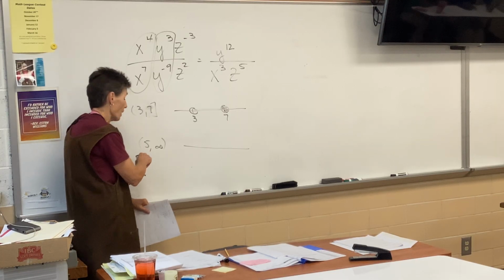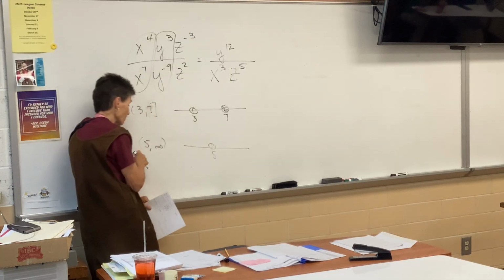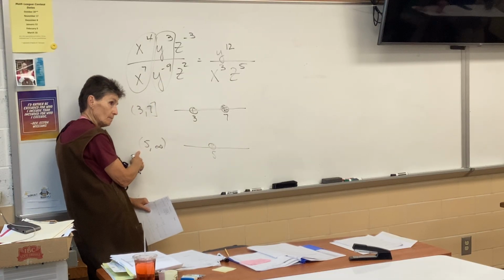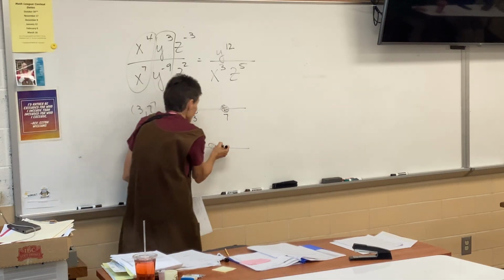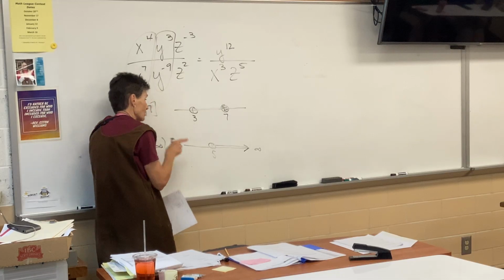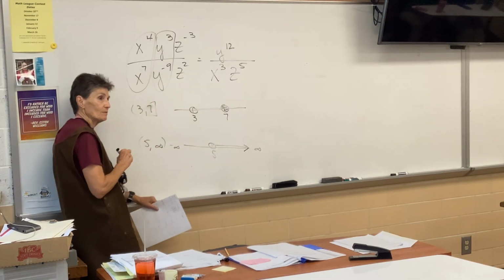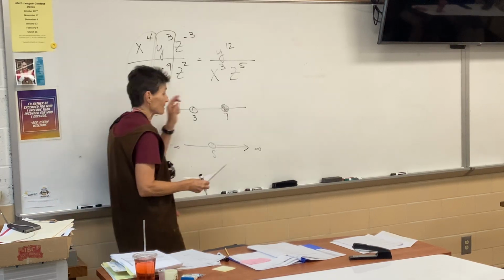Now, what about this one? There's only one number, 5. It has a parenthesis, so it's open. And then you put an arrow pointing everything above. Positive infinity is this way. This is positive, this is negative. So we wanna go that way, positive infinity. You okay with that, folks? All right, so that's basically the quiz.